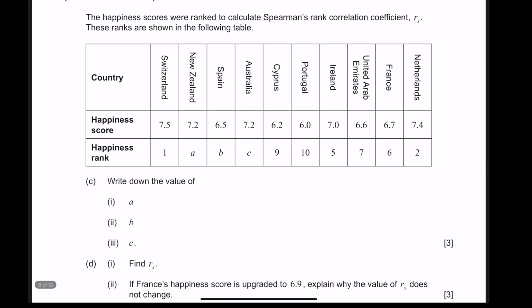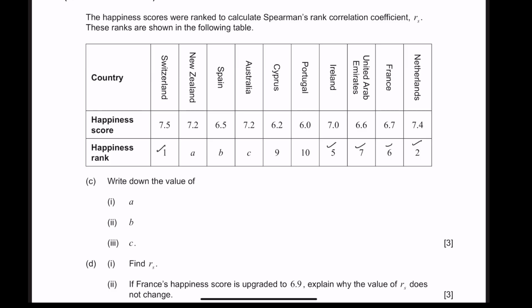The next one is: the happiness scores were ranked to calculate Spearman's rank coefficient R. These ranks are shown in the following table. So 7.1 is the highest score, so its happiness rank is 1, and then we have to assign ranks according to the happiness scores. Now let's check the next one. Happiness ranks 1, 2 are assigned, and after that I see directly 5, 6, 7.